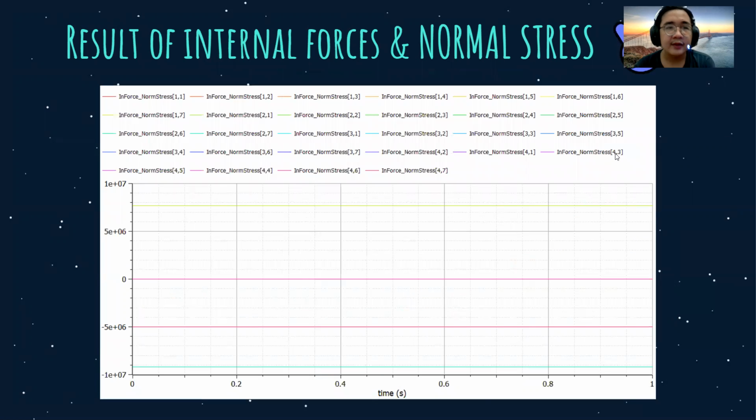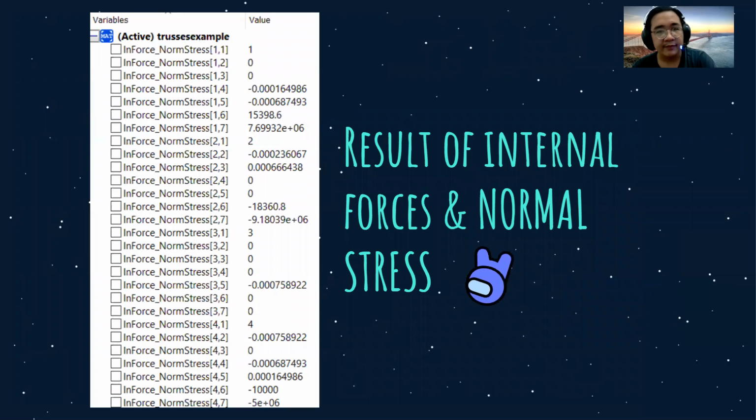And then we have the result of the internal forces and normal stress. There are two lines of internal forces and normal stresses. For more variables, you can see in this picture, for more internal forces and normal stress.